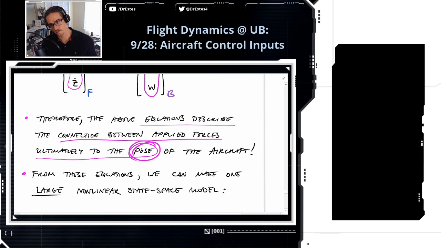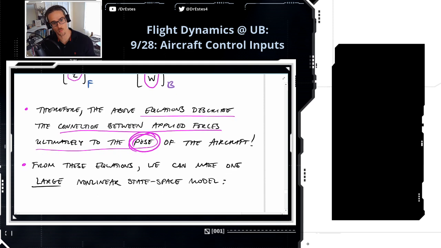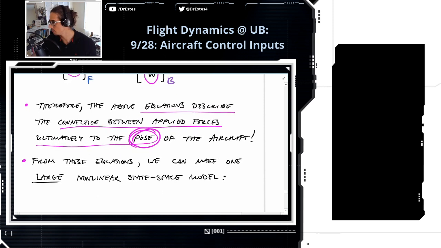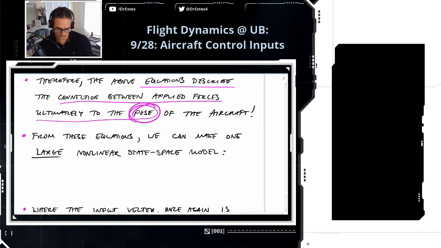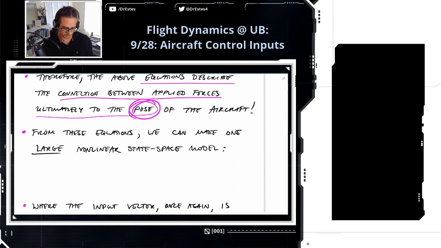And from all of these equations, we're going to make one large, and I'm talking large, nonlinear state space model. We're bringing it all back full circle, my friends. So we know a state space model looks like this. The time derivative of your state vector is generally equal to a nonlinear function of your state vector and your input vector.